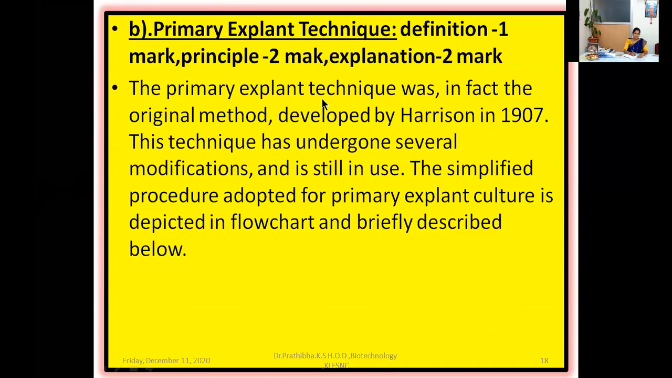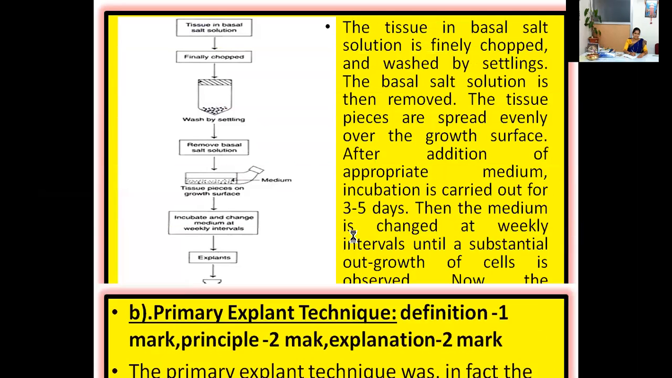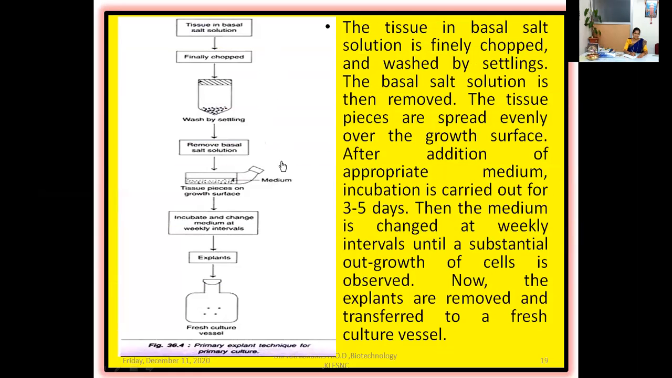Here, the primary explant technique was in fact the original method developed by Harrison in the year 1907. This technique has undergone several modifications and is still in use. The simplified procedure adopted for primary explant culture is depicted in a flowchart and briefly described in the next slide. Here you can make out the primary explant technique for the primary culture.